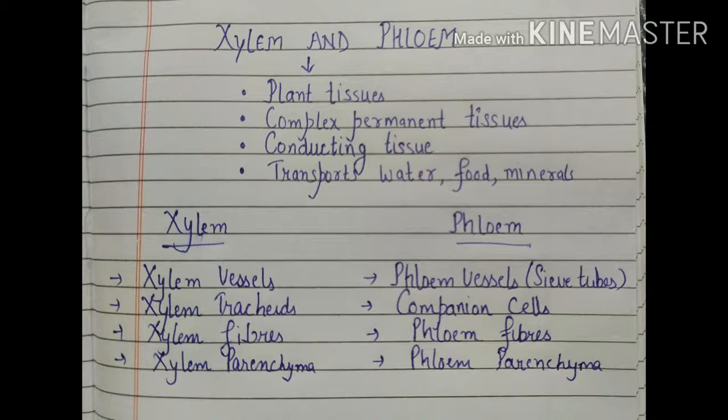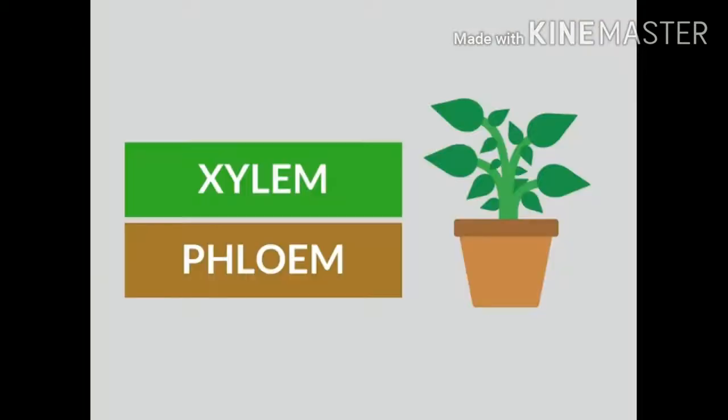These are basically plant tissues. Now what do you mean by plant tissues? These are those tissues which are found in plants and they are complex permanent tissues. They are also known as conducting tissue and they help in the transportation of water, food and minerals in plants. These tissues, that is xylem and phloem, are further divided into 4 types, and you should also know that xylem and phloem together are known as vascular bundles. So let us start with xylem.